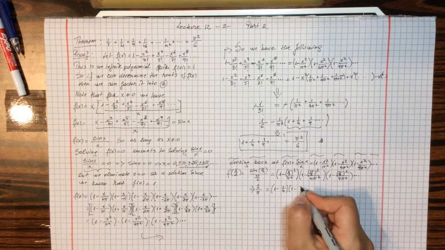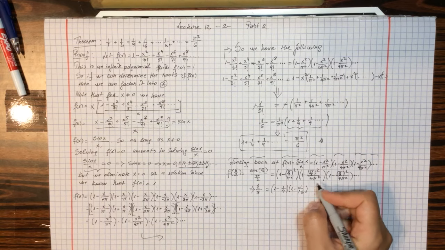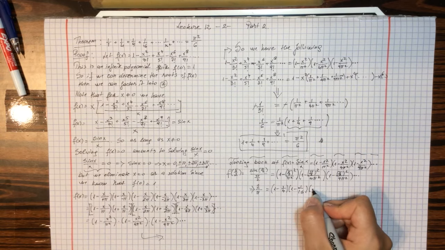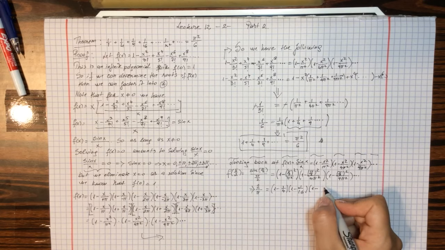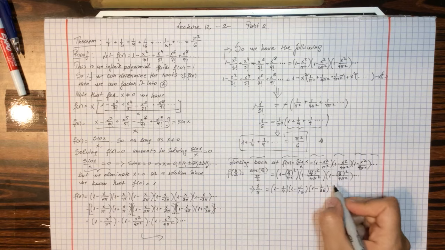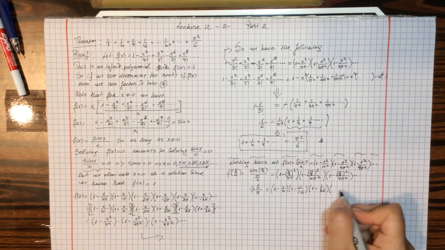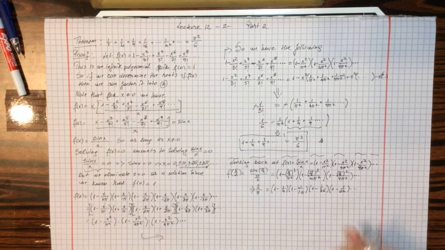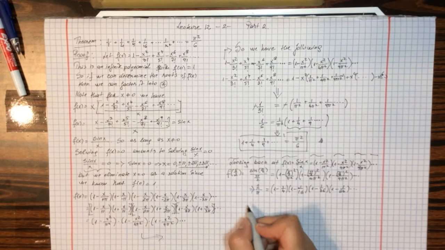1 over 16. This other one would be 1 minus 1 over 36. And if you were to continue, the next term would be 1 minus 1 over 64, and so on. Okay, so what is the big deal?